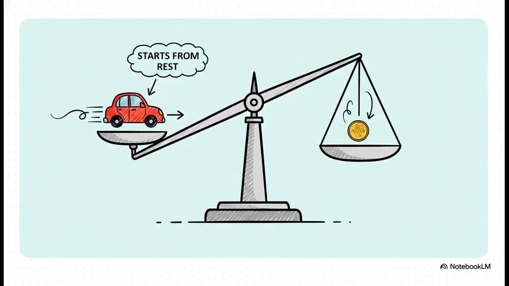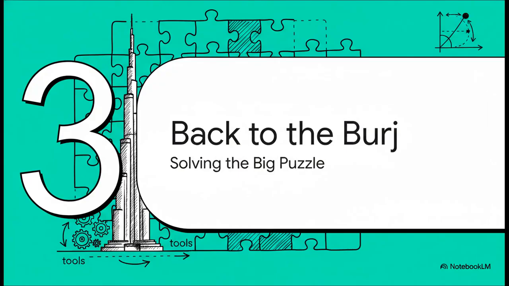Now, take a look at this. An accelerating car and a falling coin. They seem like they're from completely different worlds, right? But to a physicist, they're practically the same thing. Seriously. They both start from rest, they both cover a distance over a period of time, and here's the most important part, they both have a constant acceleration. For the car, it's the engine making it go. For the coin, it's gravity. The physics is exactly the same. The scale is just way, way bigger.